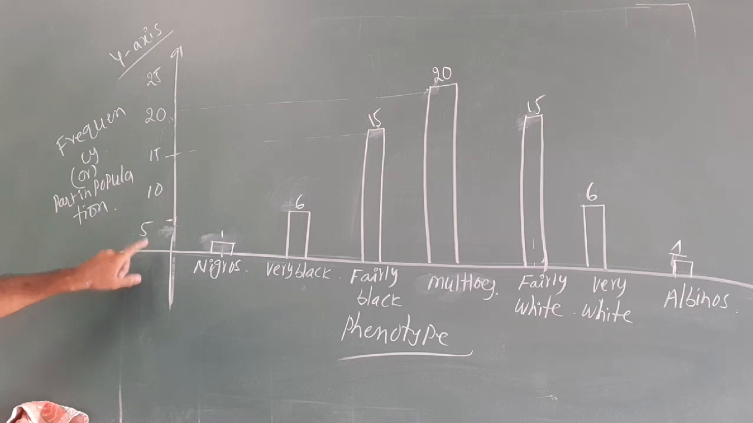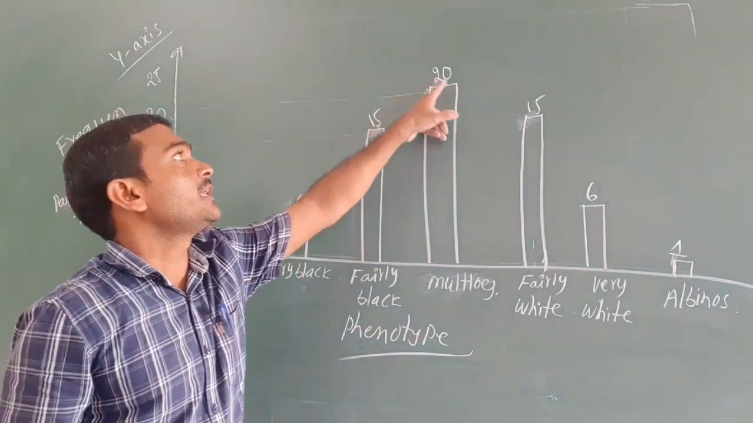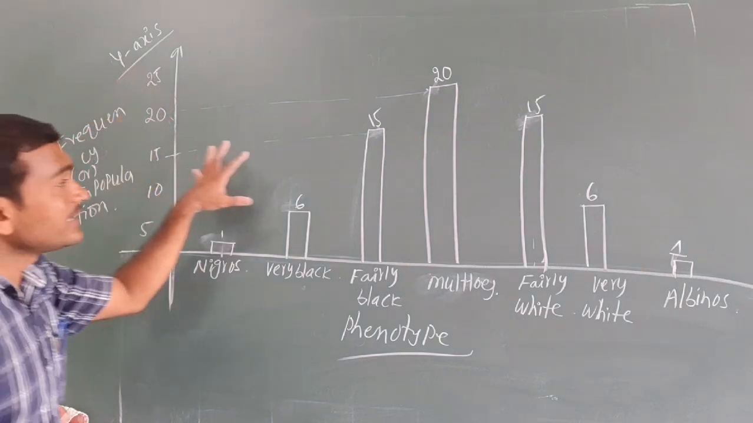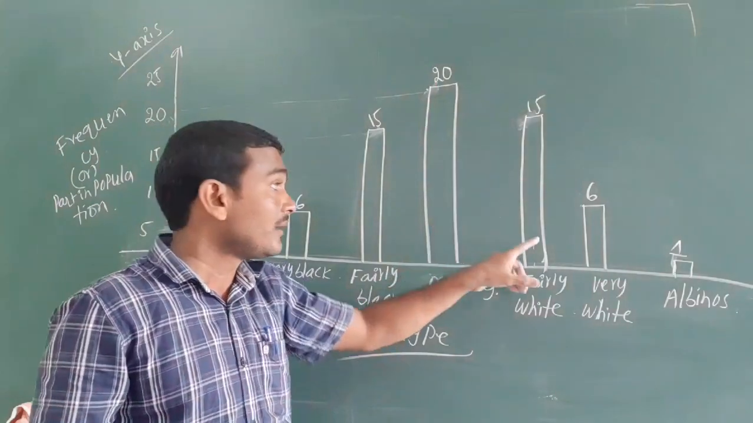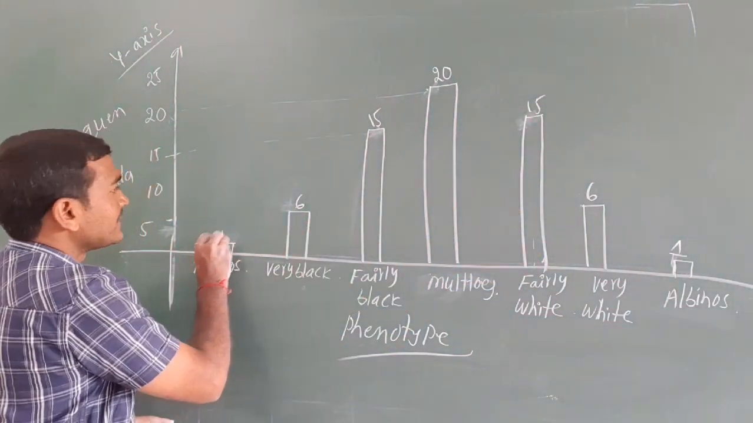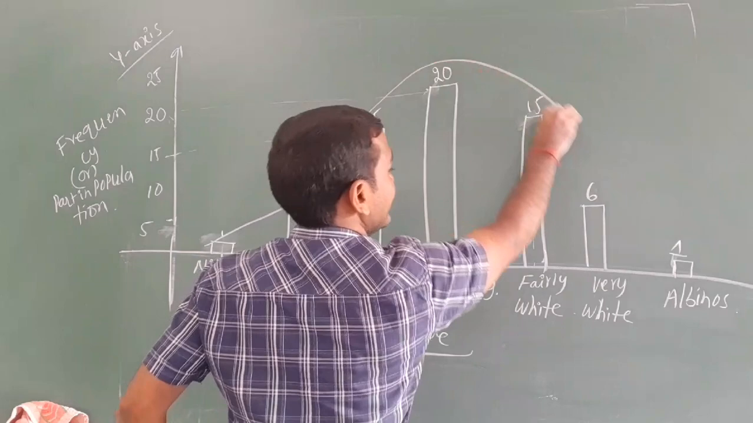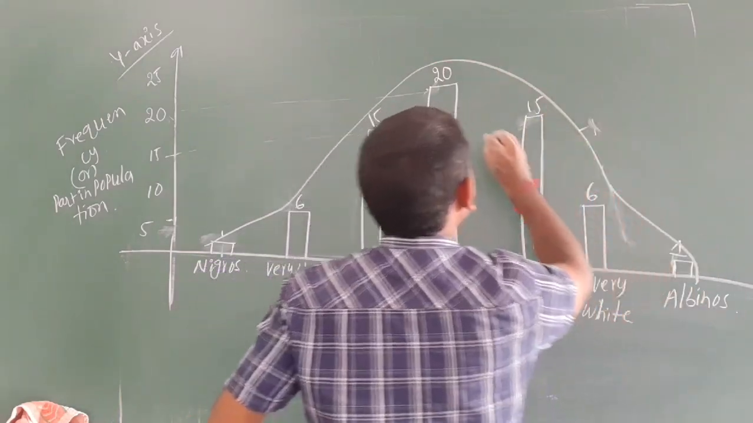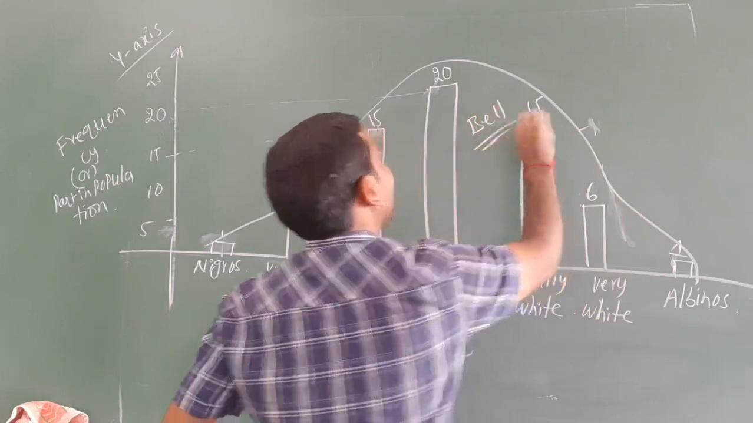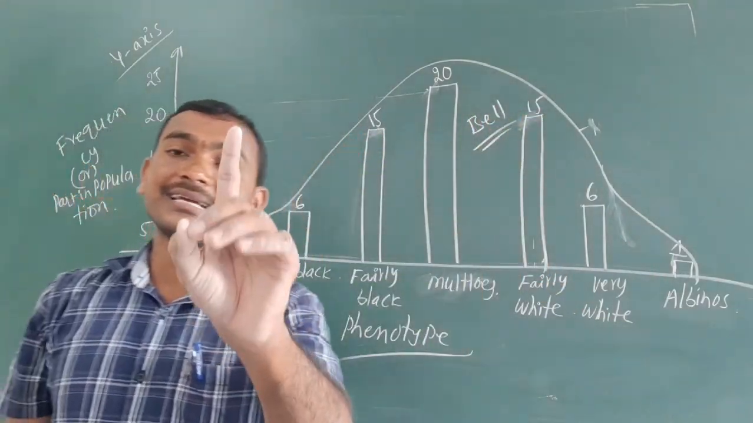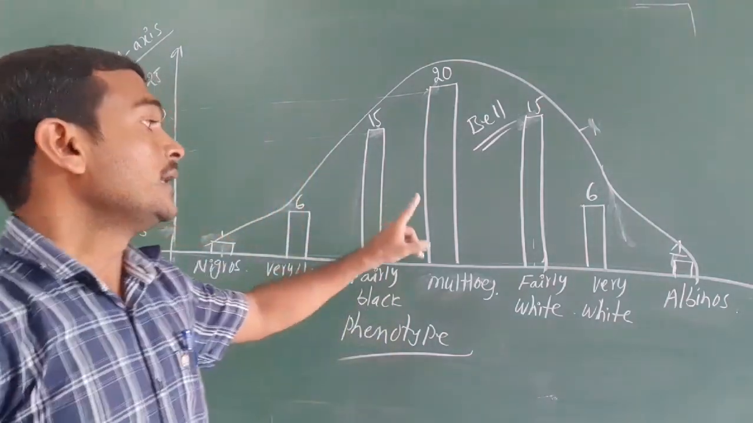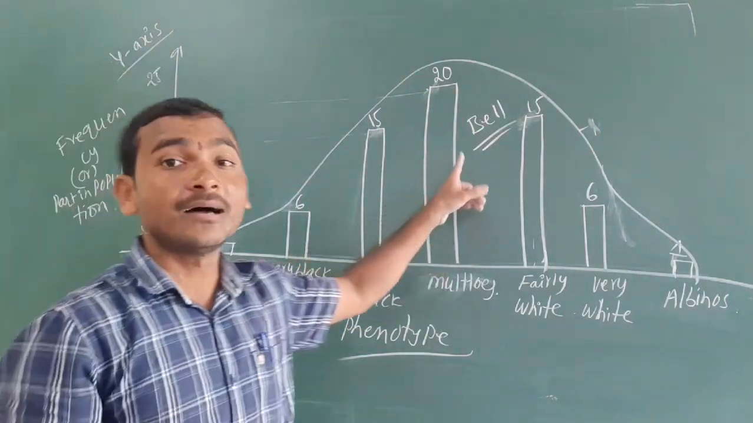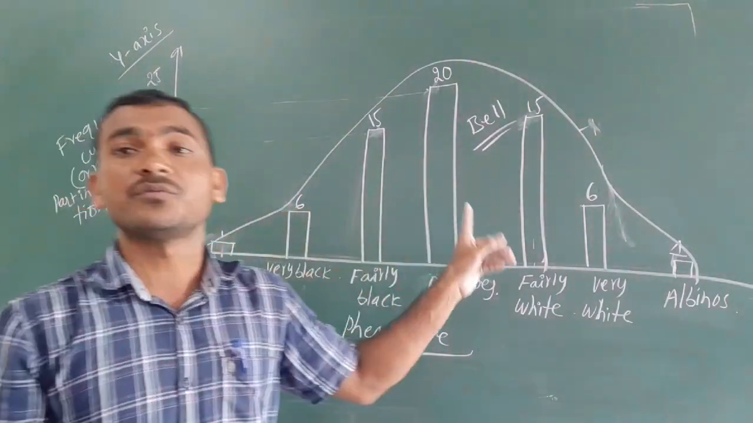In the 64, how many form maltose? 20 by 64. That frequency we take on the y-axis, and we can make a bar chart as the representation. If you do it like that, it is like bell shaped. It appears like a bell shape. The entrance examination asks: what is the shape of the polygenic inheritance curve? That is a bell shape. That ratio is also very important.